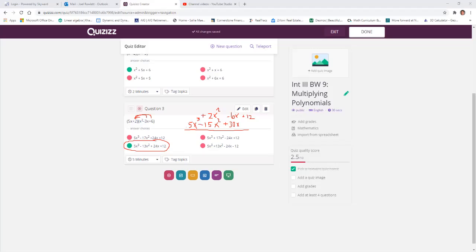If you look at negative 6x plus 30x, you add these together. Well, 30 minus 6 is positive 24, so that takes care of that, and then we just bring down the 12. So that takes care of the answer for problem number 3.